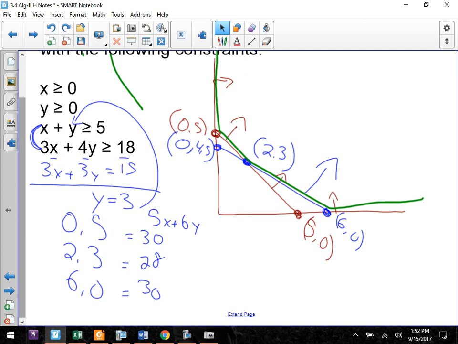We know that there's no maximum because there's no ceiling. But where's our minimum then? At 2, 3 at 28.